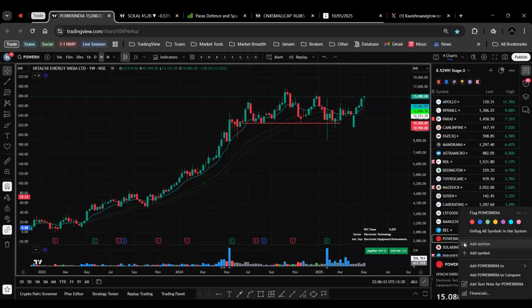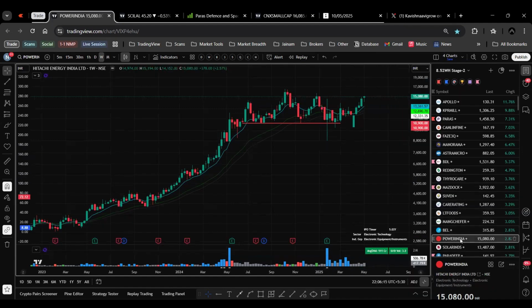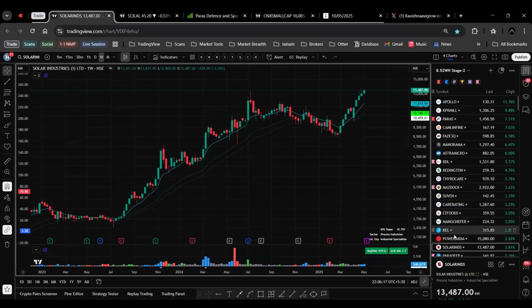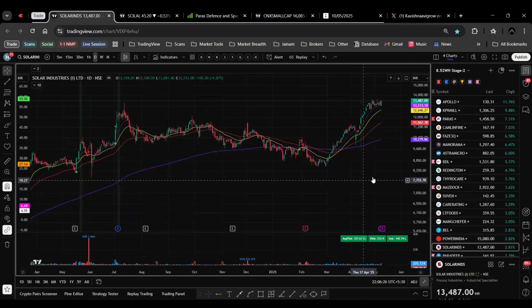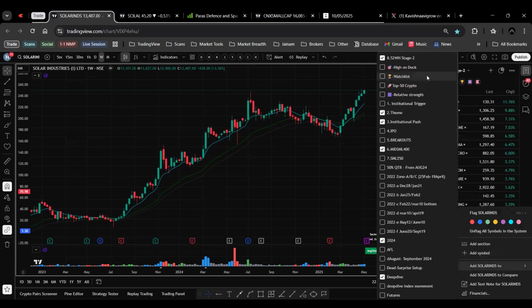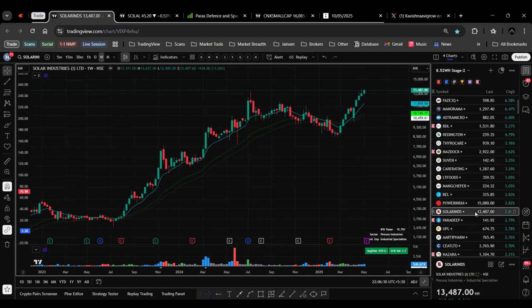हिताची, yes, we'll keep it in the watch list. Solar Industries again. See, these are very high price stocks. Personally, I don't trade such high price stocks. ये थोड़ा typically ज़्यादा ही हो गया. But structure wise, अभी के लिए we're just adding it to the watch list, and watch list को बाद में हम filter out करेंगे.